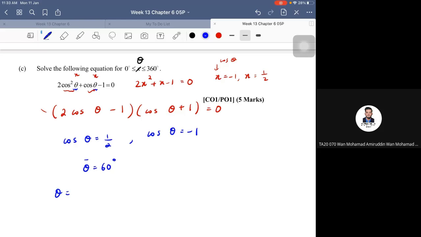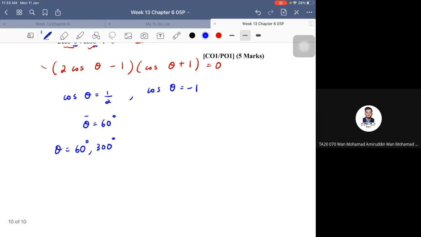Okay, dia dalam kuadran mana ni? 60 and ada 1 dengan 4. Okay, 1 dengan 4. Dalam 1 dapat? 60. Okay, 1 dapat sama lah. Kalau kuadran keempat dapat? 300. Okay, those are going to be our two angles.